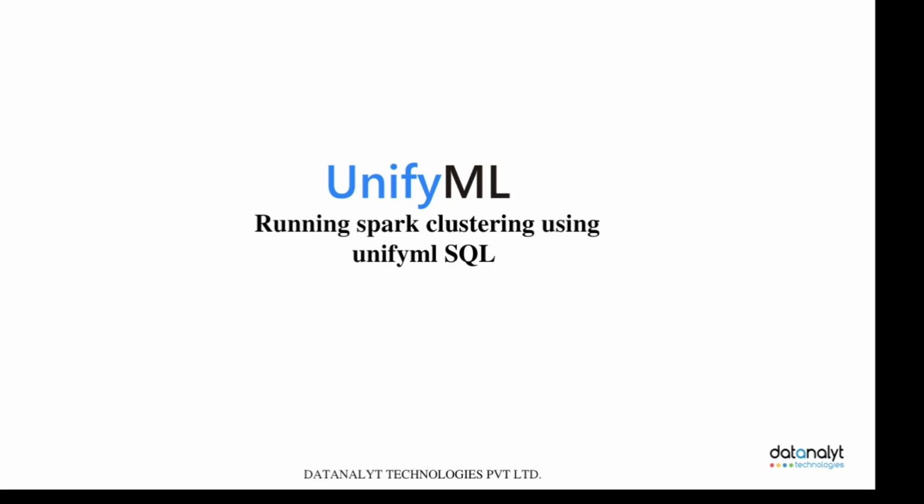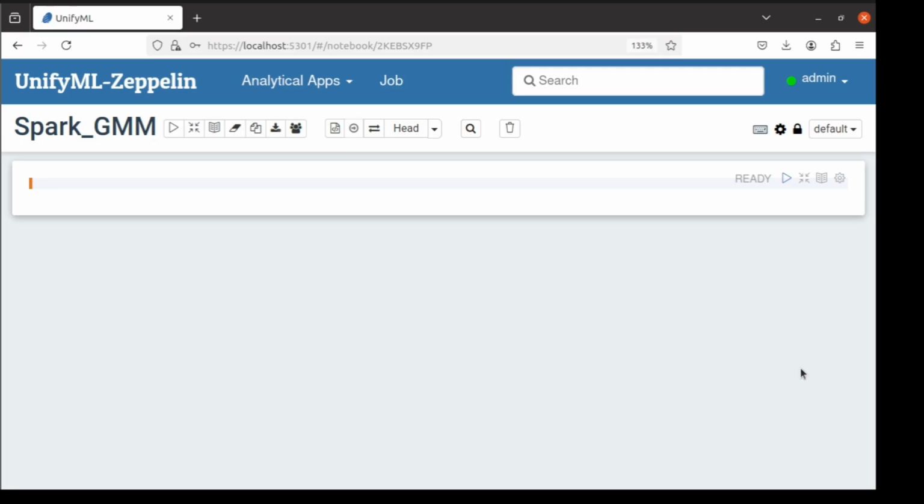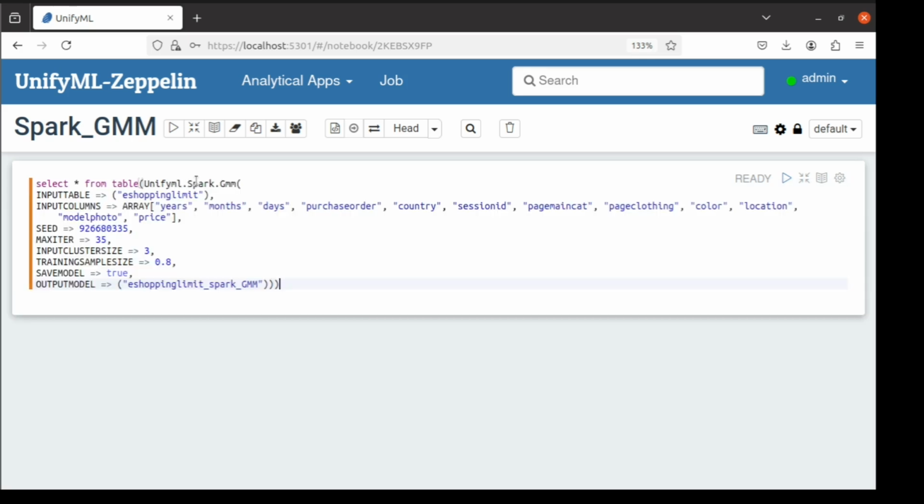In this video, we'll discuss clustering using UnifyML SQL with the Gaussian Mixture Model GMM. We'll explore this using a UnifyML query and run a Spark GMM cluster using UnifyML SQL. Now, let's see a simple Spark GMM function using UnifyML. UnifyML Spark GMM Gaussian Mixture Model.